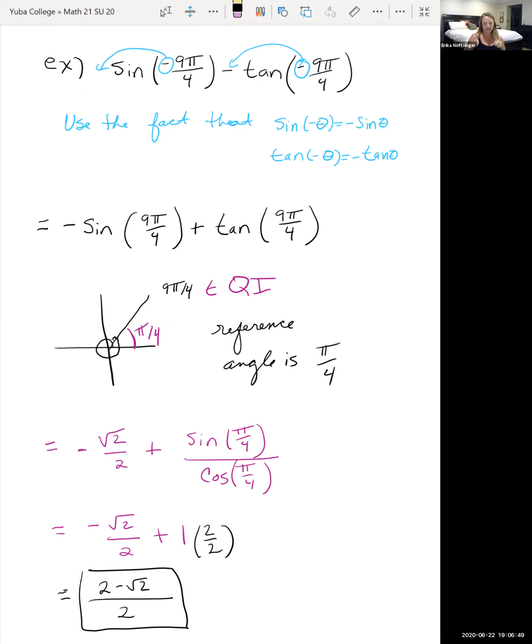Okay, so here's an example where on a test, I wouldn't allow you to have a calculator on here, but you showing me certain things on what you're doing is helpful instead of just telling me, oh, well, I know sine of 9 pi fourths is root 2 over 2, and just doing it that way.